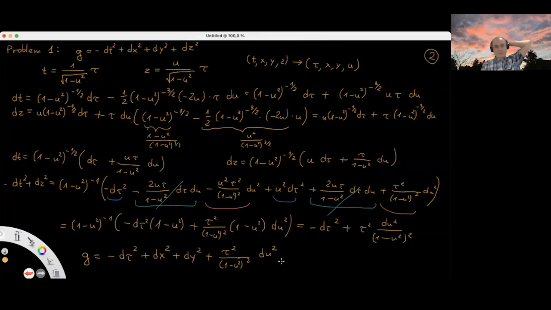Have you got any questions? I don't hear any. In a sense, the difficult part, I think, was to perform all these differentiations correctly. And then it helps to realize that you can factor out 1 minus u squared to the power of minus half in both dt and dz. And this helps a little bit with the calculations because it makes the coefficients here a little simpler to work with. And then you notice that the mixed coefficients cancel out. There are some other cancellations involved. And well, you end up in the end with a relatively simple form.